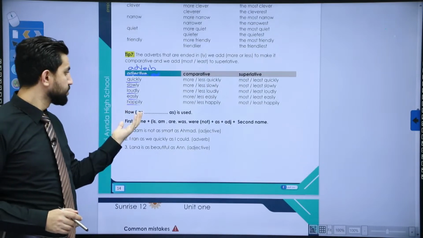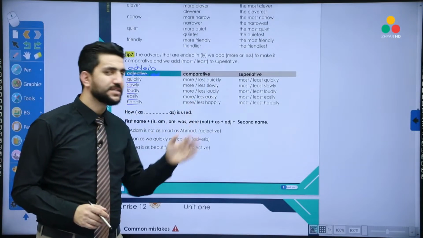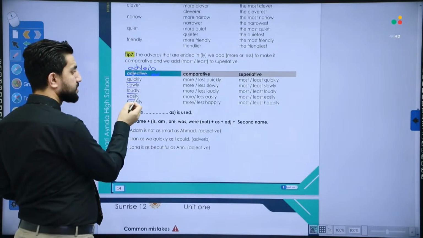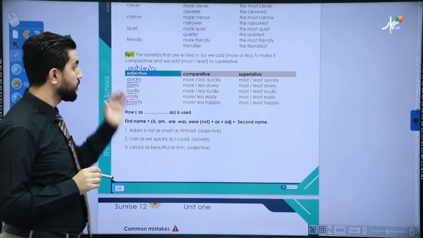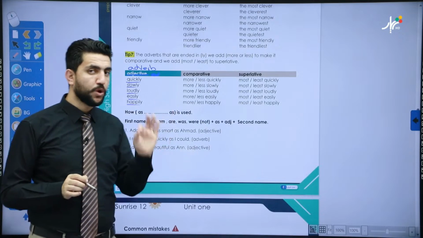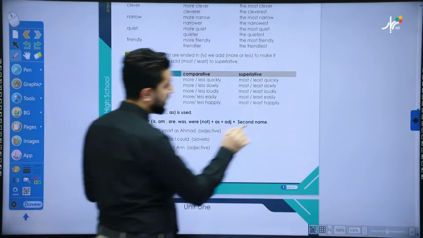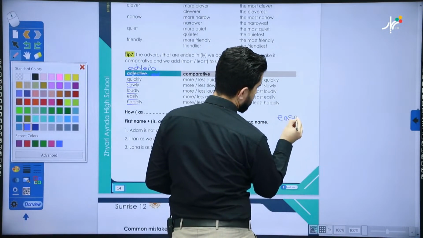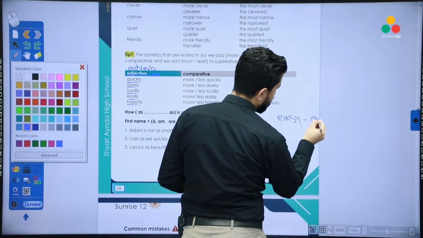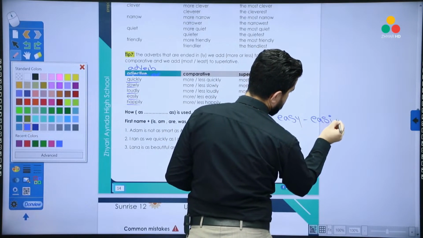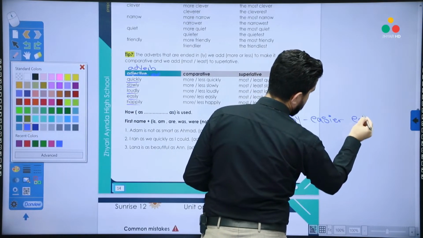Easily, we can use it, more or less easily. But since we have ly, we use it this way. If we don't have ly, we don't use more like this. For example, the word easy becomes easier, easiest, okay?